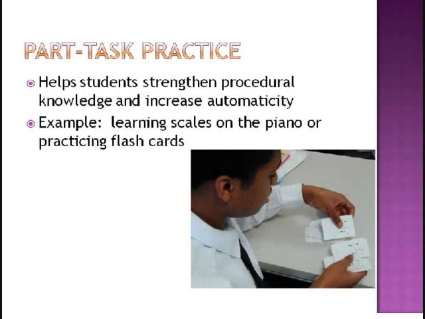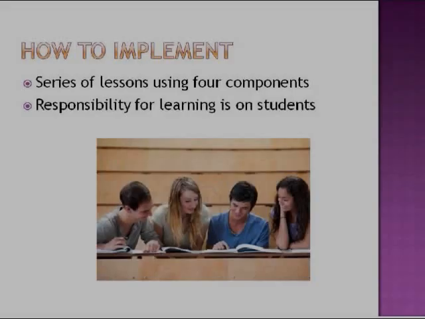The final component of the 4C-ID model is part task practice. Part task practice requires students to strengthen their procedural knowledge. An example might be drilling students on their multiplication facts. The purpose of this component is to ensure that students are able to do some parts of the complex learning automatically, leaving them able to think critically about the rest of the problem.